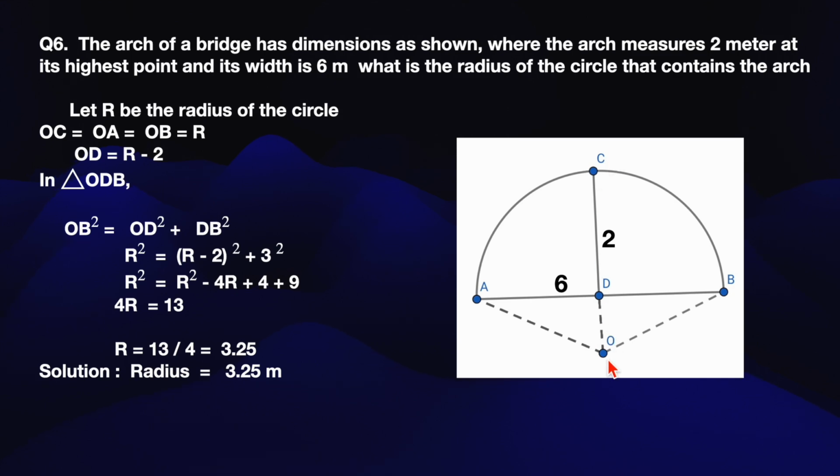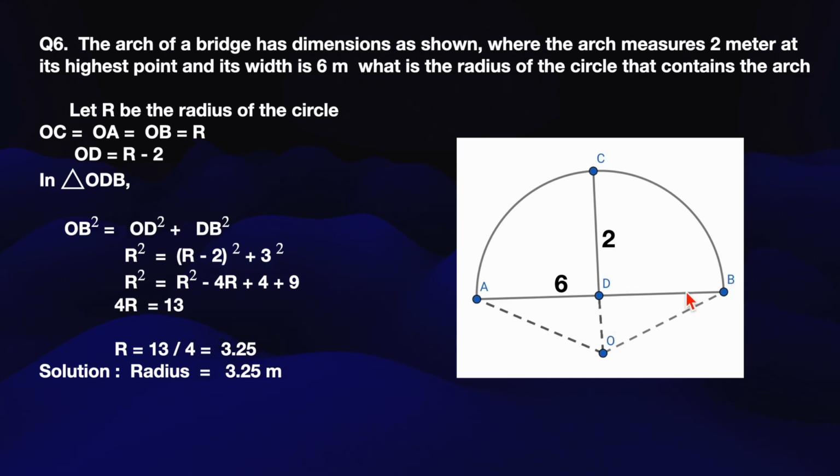Okay. Let O be the center of that circle which contains the arch. So what is the radius? OB is equal to OC. See, this is the center of the circle. So OC is equal to OA. Let it be R. Okay, now look at this triangle. Okay, what is this distance? DO. It will be radius. This whole distance is R. R minus 2 is DO. So this is R minus 2.